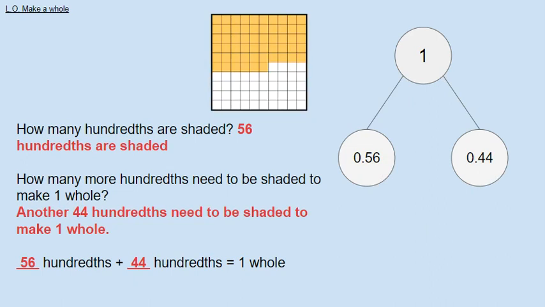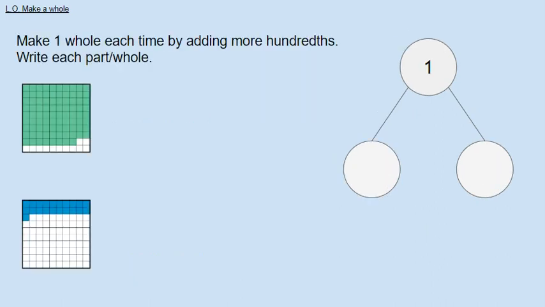Now here's a little challenge for you. See if you can say this. What's needed to the part whole model for each of these? So make one whole by adding more hundredths. They're a bit small, aren't they? What about that one? How many more hundredths do you need to make that a whole? What about that one? It's a bit harder.